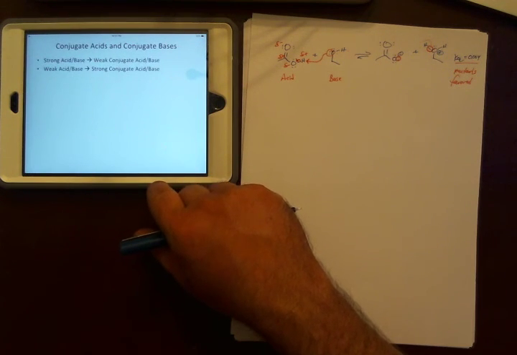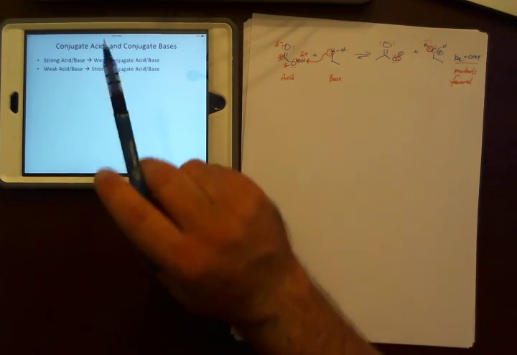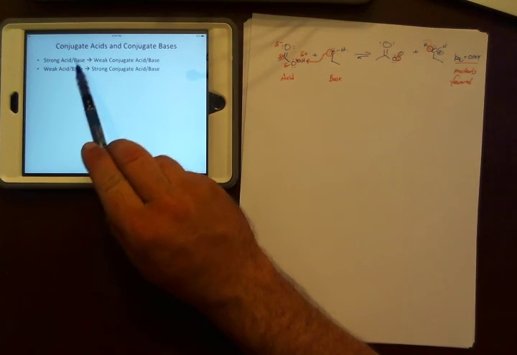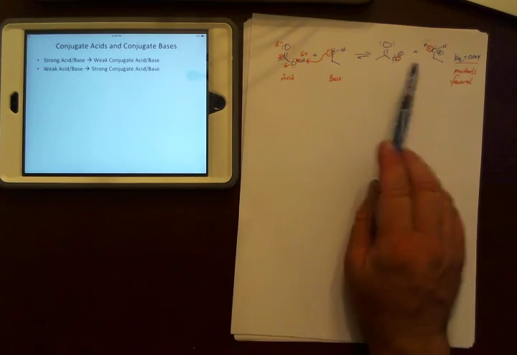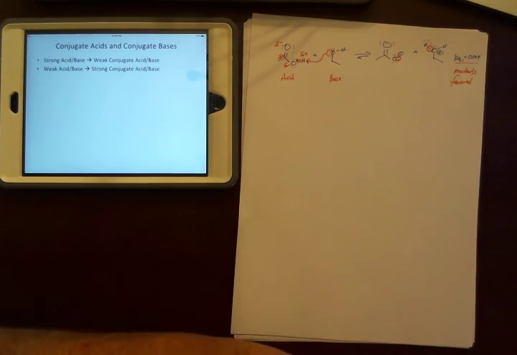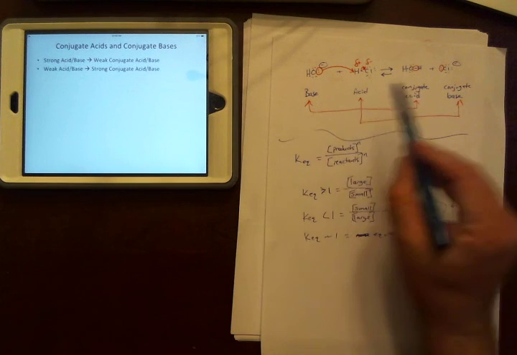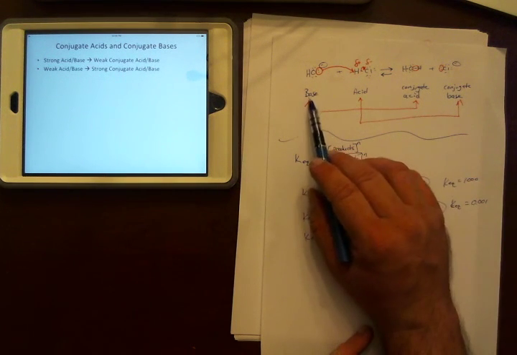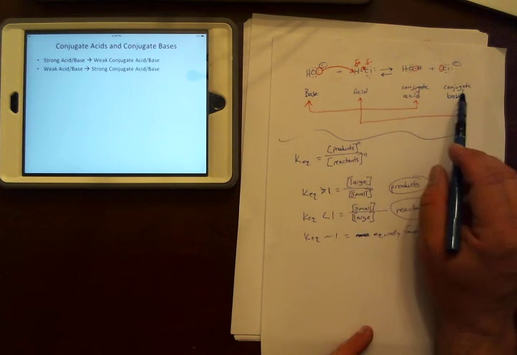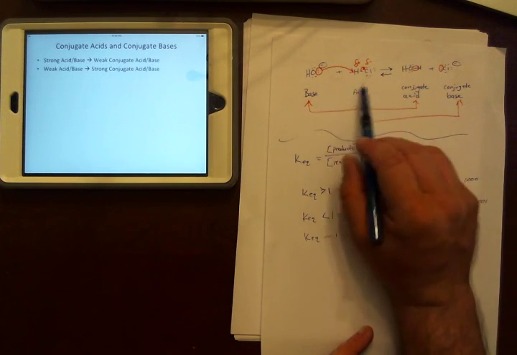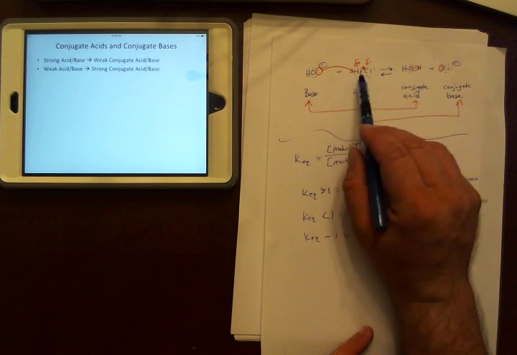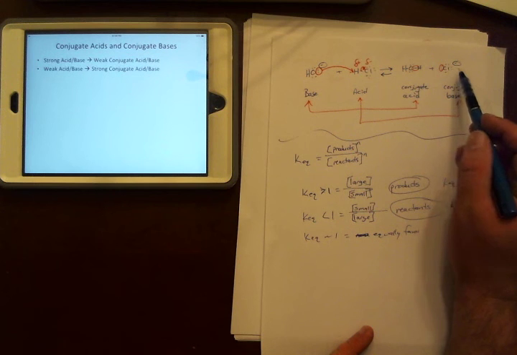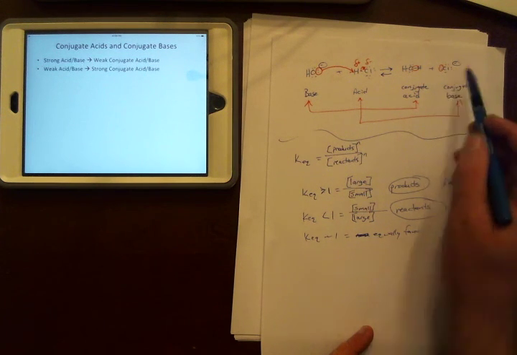Okay, but again, just as a reminder, hopefully we learned this before: if you have an acid, the corresponding one on the product side is the conjugate acid. You have a base, conjugate acid, acid, conjugate base. If you have a strong acid, like HCl, the corresponding conjugate base, chloride, is really terrible. It's really weak. So this is a very weak base.